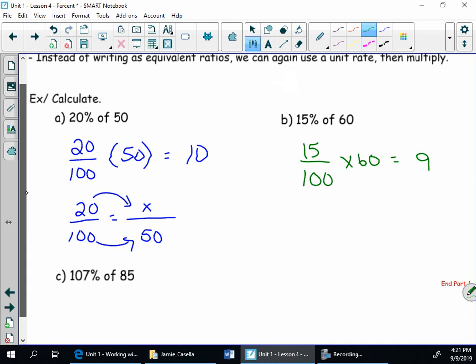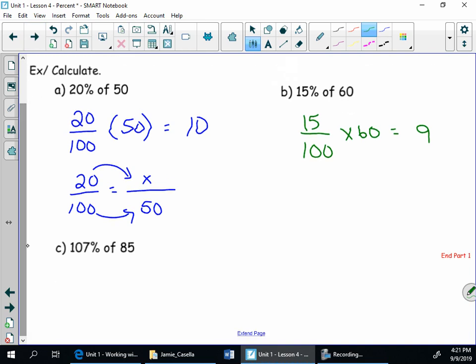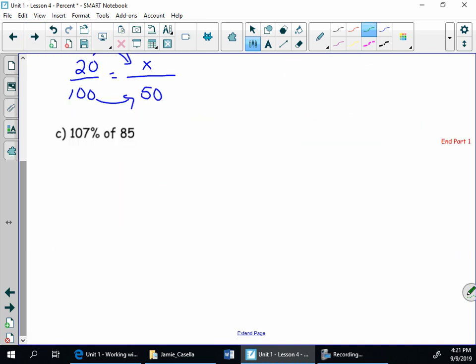And you try the third one yourselves. I want 107% of 85. So 107 out of 100, here's my unit rate, times 85. I want 85 units worth. And I get, oh, a decimal this time, 90.95. Okay, let's try some word problems that deal with this kind of idea.